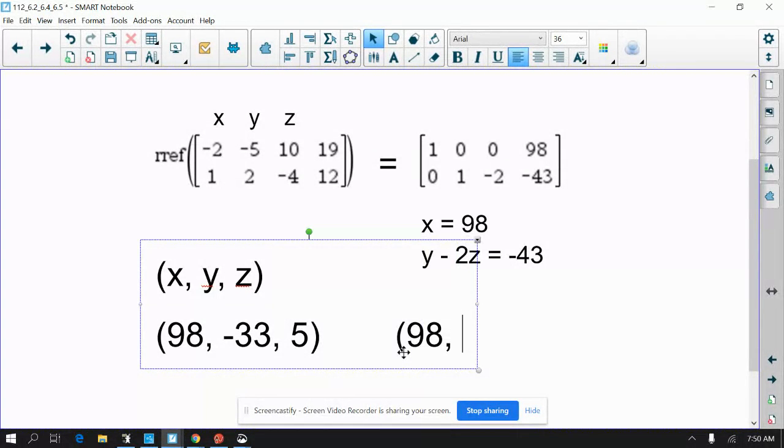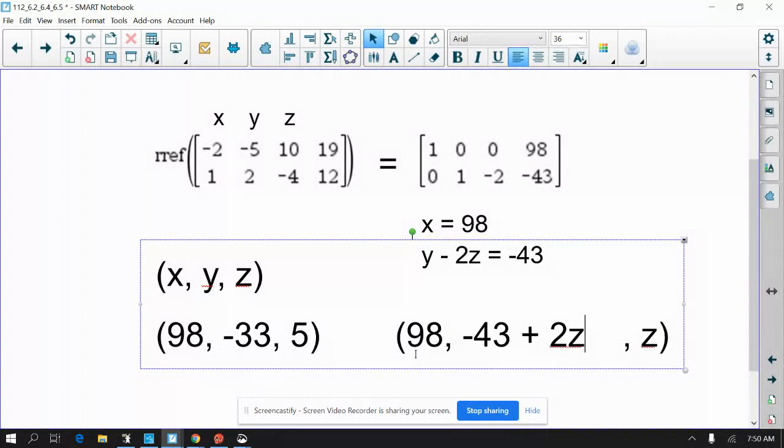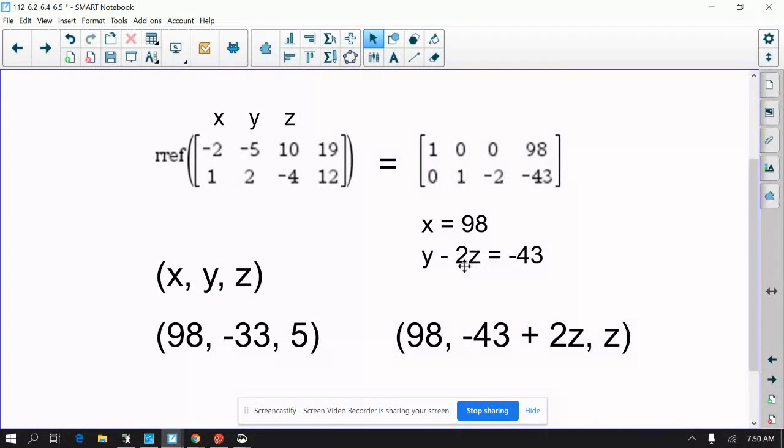X is 98 for sure. Z is just z, but y will be negative 43 plus 2z. And I can get that from this equation. I could add 2z to both sides, and then I will know exactly what y equals. Y equals negative 43 plus 2z. So here is the entire solution parameterized.